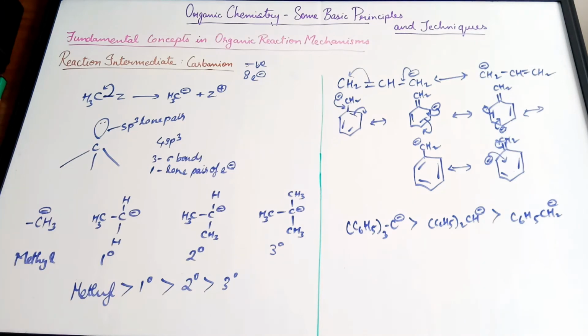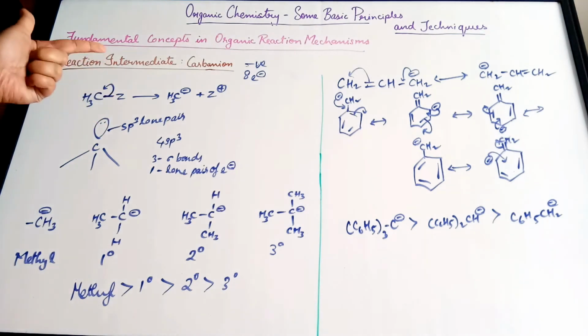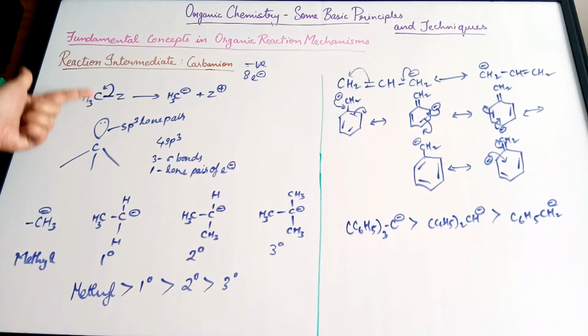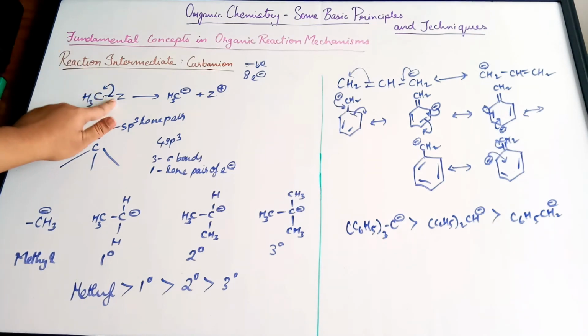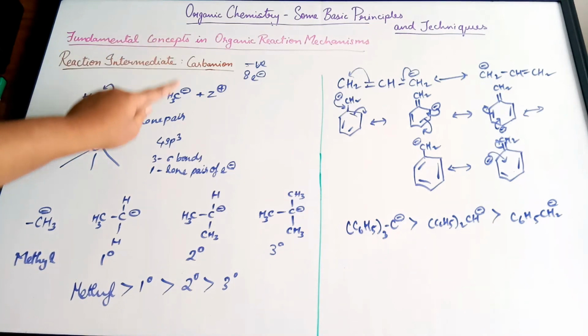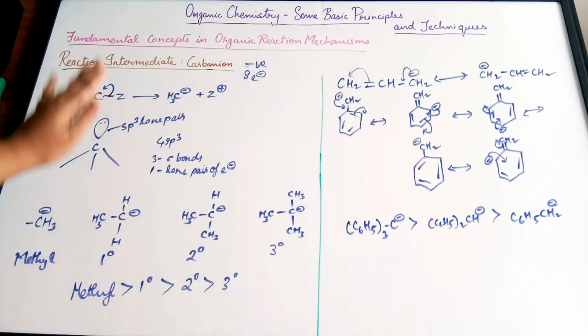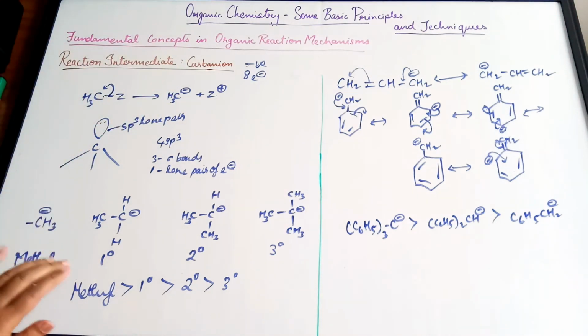So carbanion basically has a negative charge. It's formed by heterolytic fission when the carbon atom is bound to an atom which is less electronegative than itself. So the electrons of the bond are going to shift towards the carbon atom, leading it to get a negative charge. The stability in case of carbanion is going to be again explained by inductive effect.